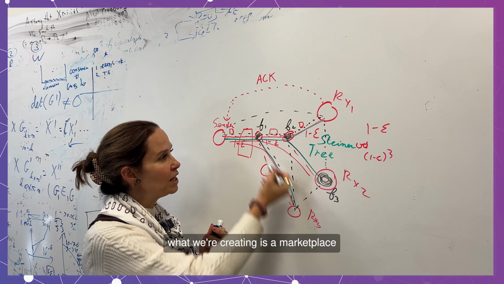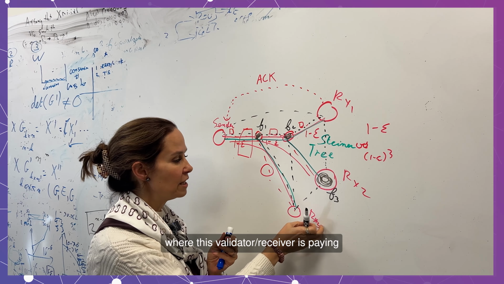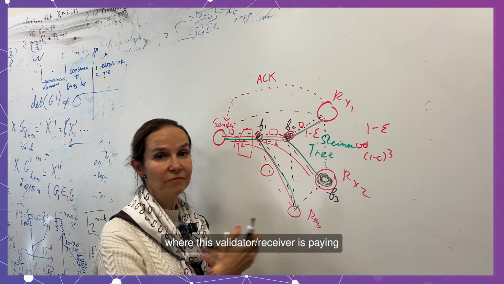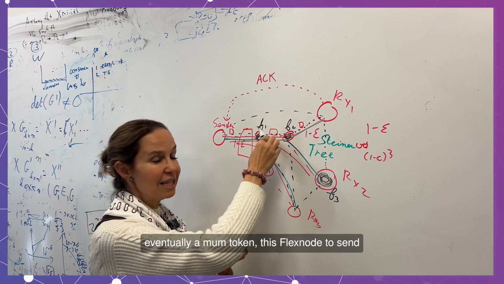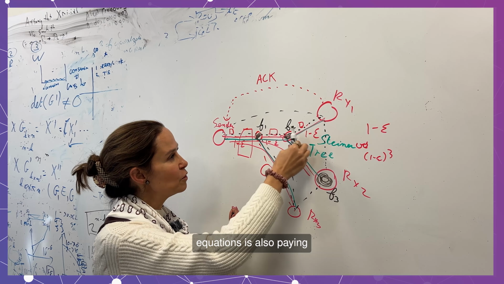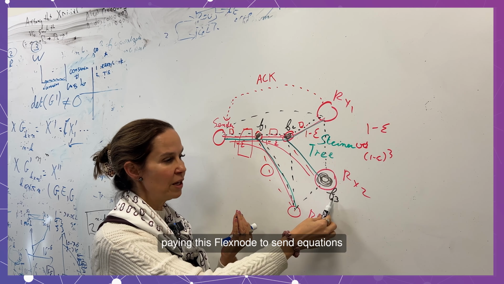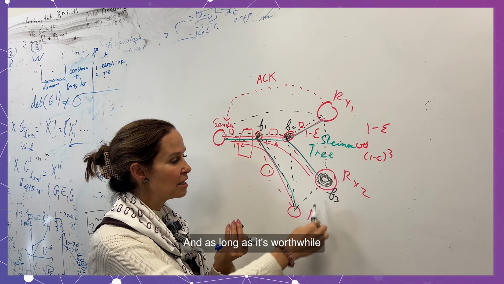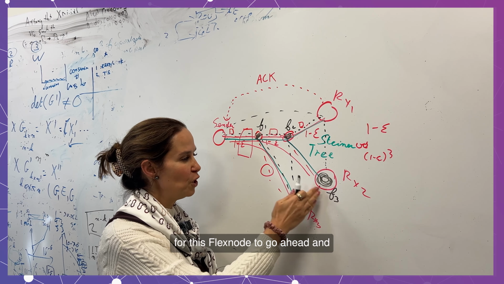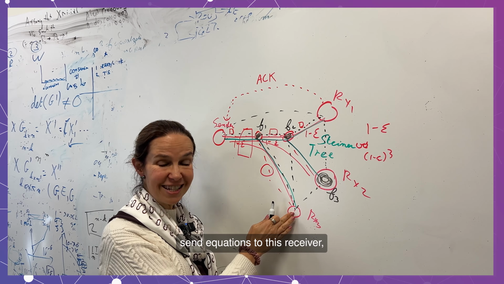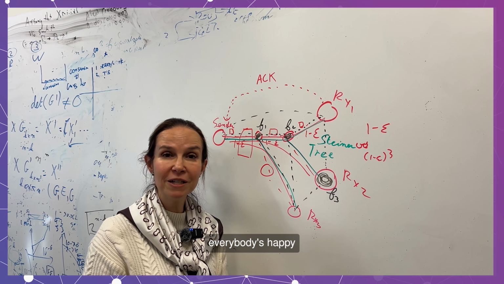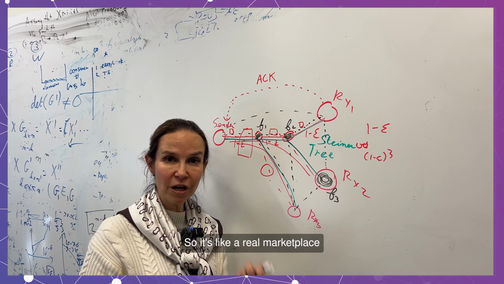So basically what we're creating is a marketplace where this validator / receiver is paying, eventually in mom token, this flex node to send equations. It's also paying this flex node to send equations, paying this flex node to send equations. And as long as it's worthwhile for this flex node to go ahead and send equations to this receiver, or for this flex node to do it, everybody is happy. So it's like a real marketplace.